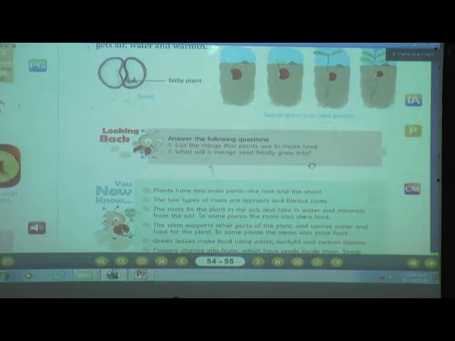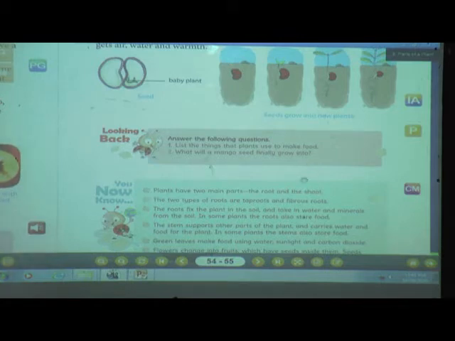The next question. What will a mango seed finally grow into? Yes, a mango seed will finally grow into a mango tree. Very good. A mango seed will grow into a mango tree only.